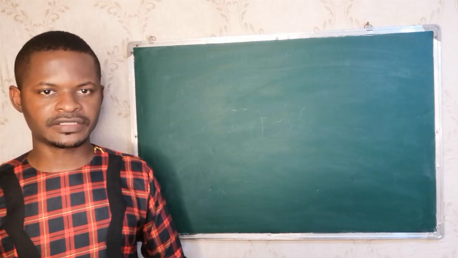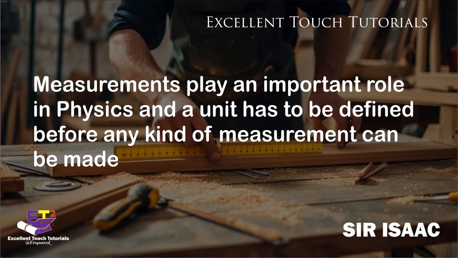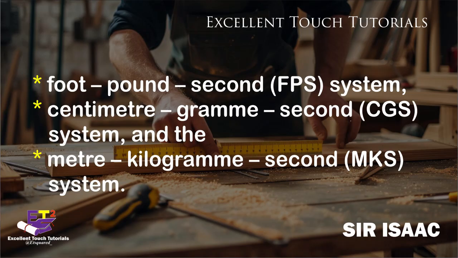Now let's get started. From the last thing we discussed, we made it very clear that measurement plays an important role in physics, and a unit has to be defined before any kind of measurement can be made. Different systems of units have been used in the past. These include the foot pound second system, which we call the FPS system, the centimeter gram second, which we call the CGS system, and then the meter kilogram second, which we call the MKS system.